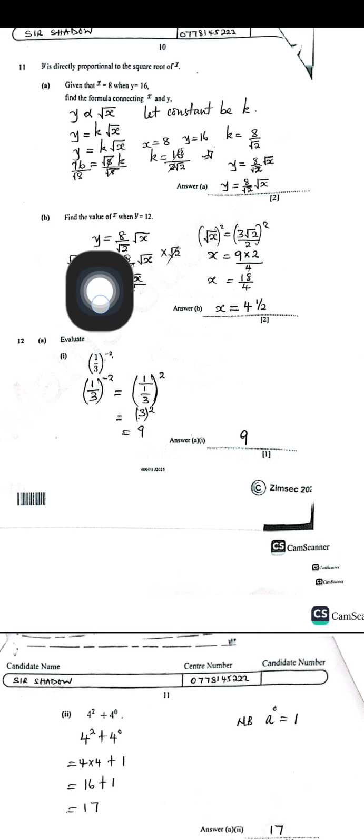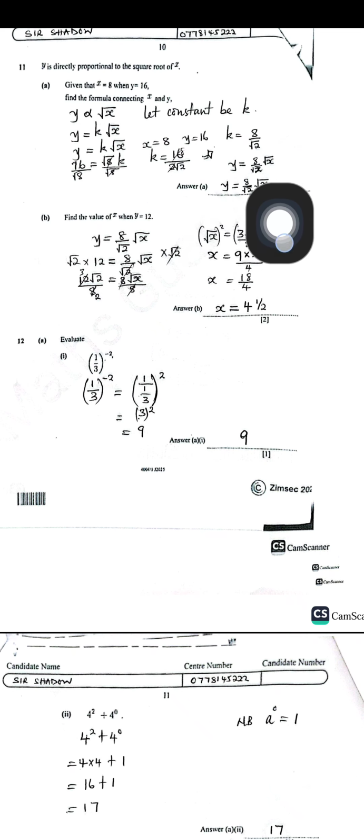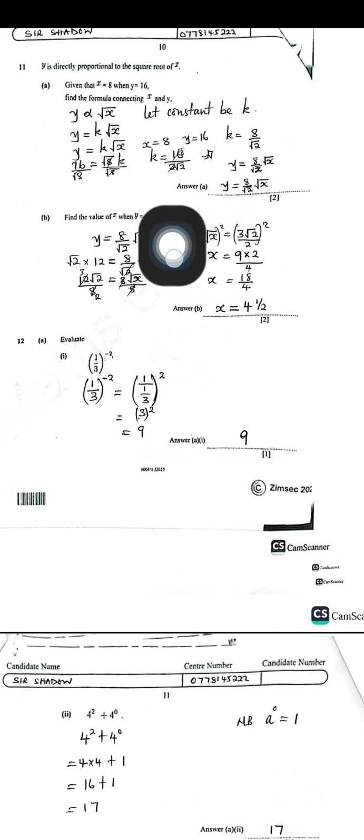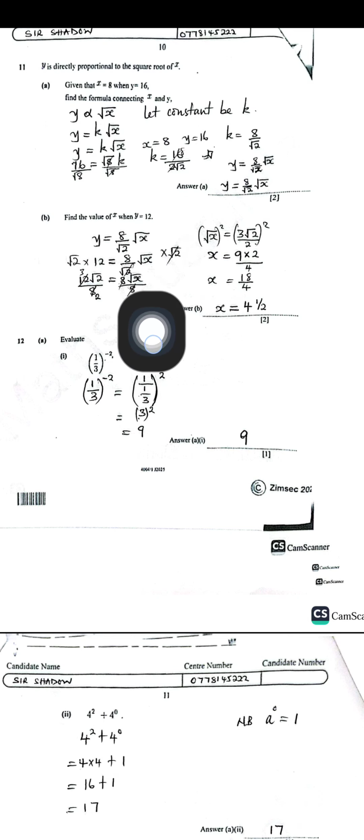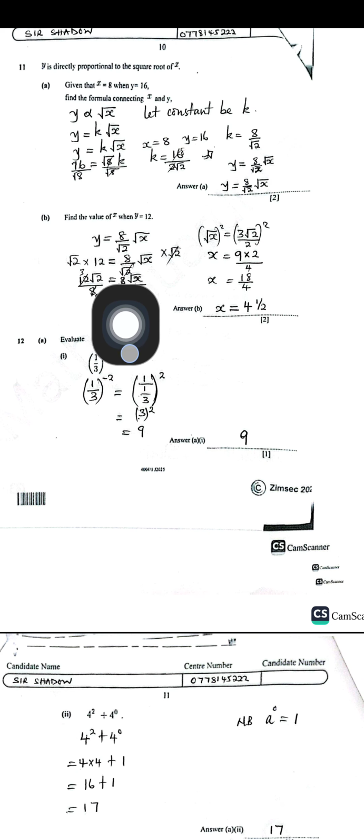So here y is 12. We use the formula y is equal to 8 over root 2 multiplied by root x. Where there is y, you put 12. So 12 equals 8 over root 2 multiplied by root x. We multiply both sides by the LCM, which is root 2, or you do cross multiplication. So multiply both sides by root 2, and this cancels this. Now we get 12 root 2 is equal to 8 root x.